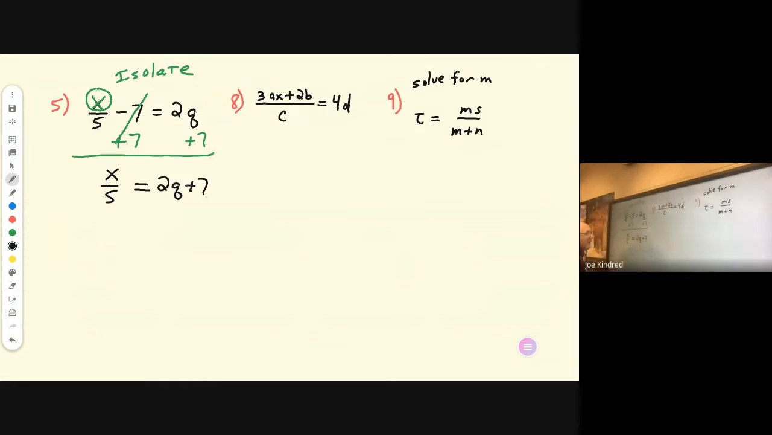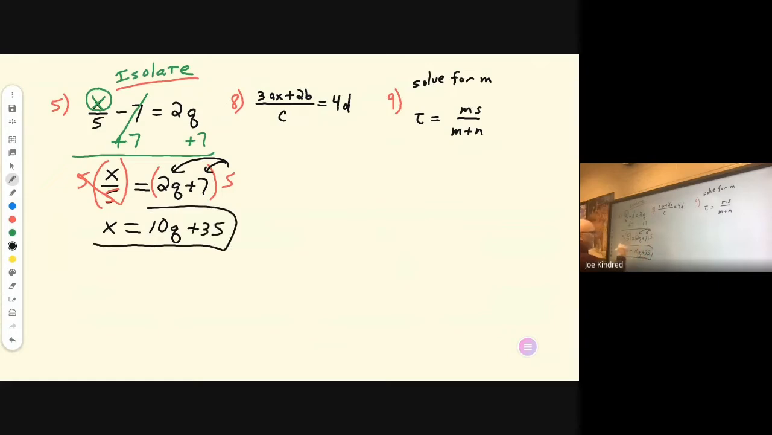So my last step then is to simply continue to isolate x by doing the opposite of what you're doing here: divided by 5, which is multiplying by 5. That reduces, and your final answer, x is equal to, you can distribute through, and your answer is 10q plus 35. In fact, this problem was, I believe, the exit ticket that we looked at the other day. There it is.